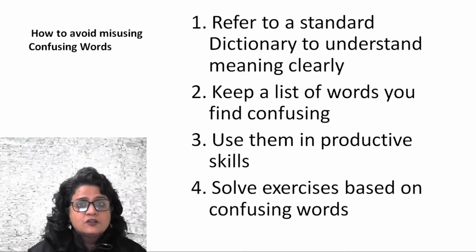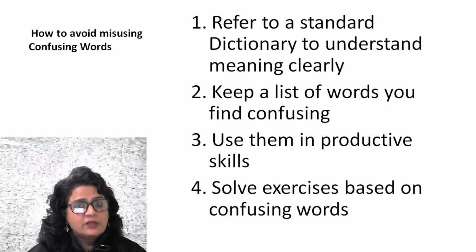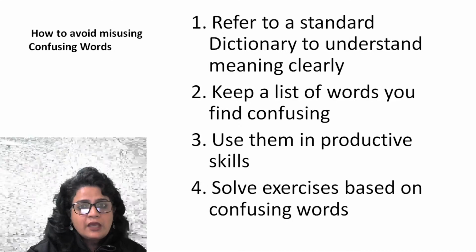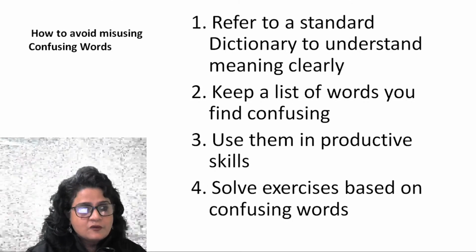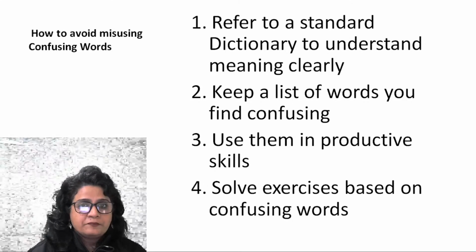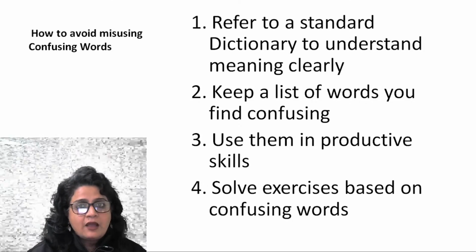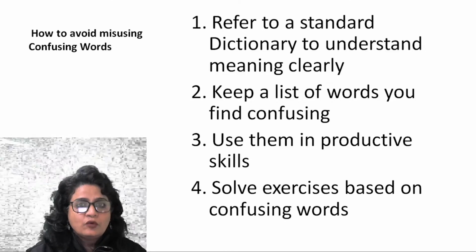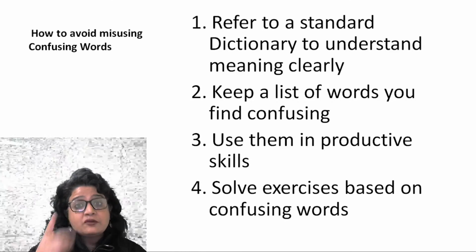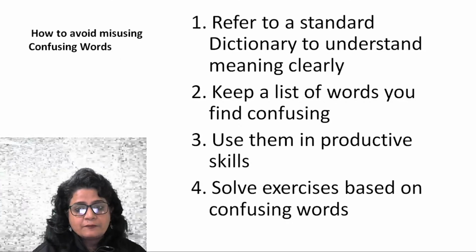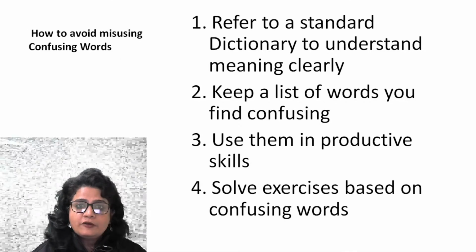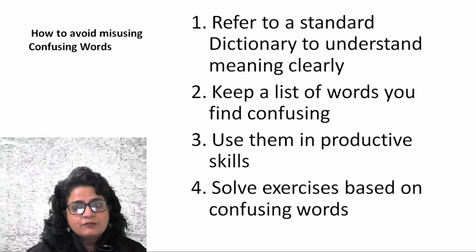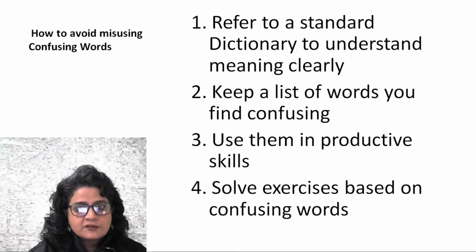So make a list. So advice with C and advise with S. You are finding it confusing? Refer to a standard dictionary. Keep this word pair in the list of confusing pairs and keep using it. Unless you have nailed it, unless you have completely gained the command over both usages, right? So keep a list of words that you find confusing and try to use them in your productive skills. So don't find an opportunity to evade the usage of those words, right?